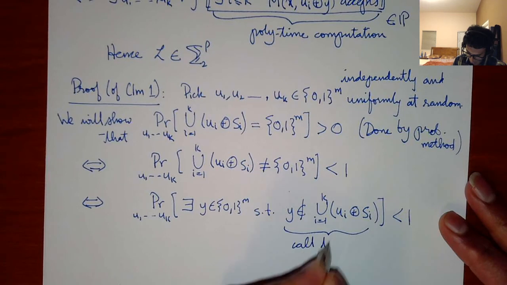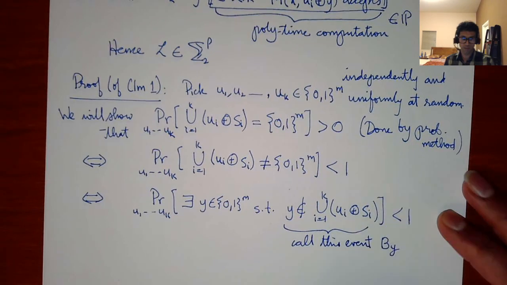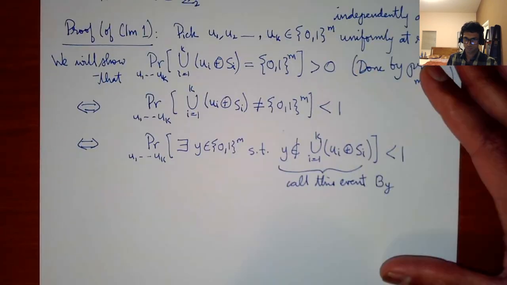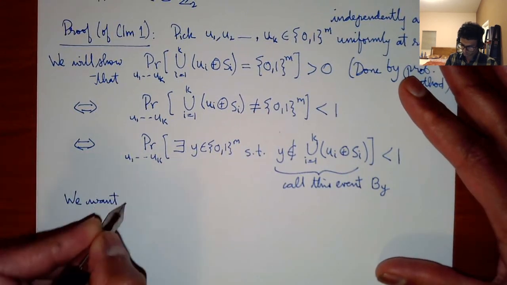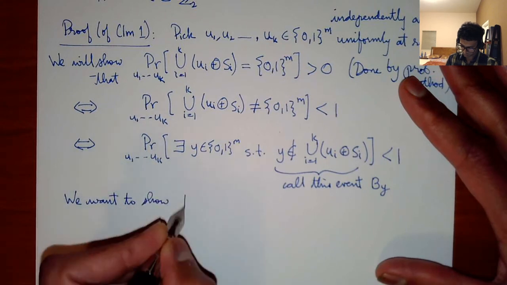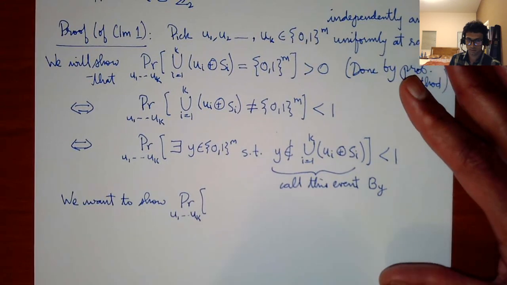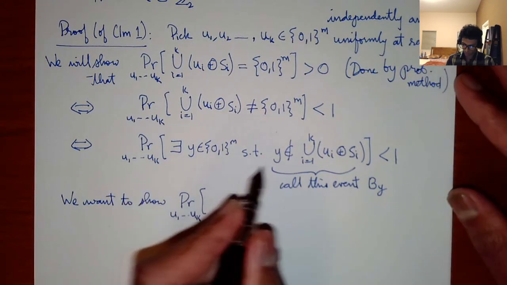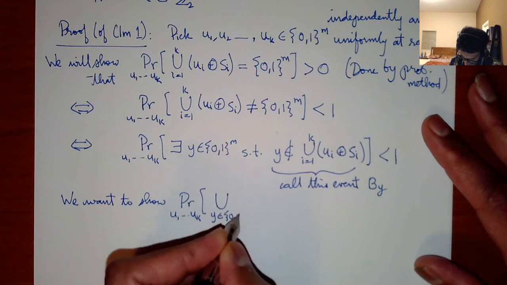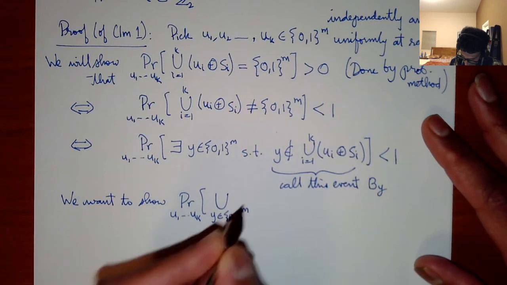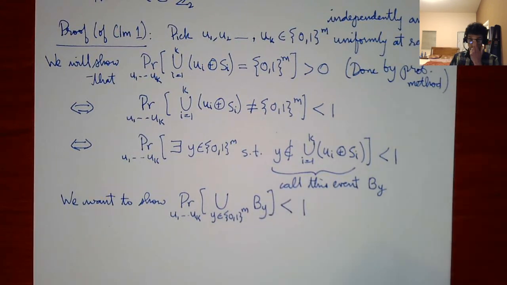So call this event B of y. We want to show the probability over u1 to uk that there exists a y where this happens, which is simply the union of all of these events. We want to show the probability of this union is at most 1.